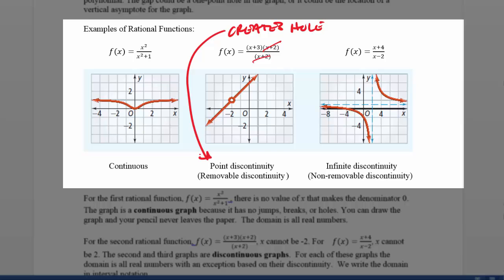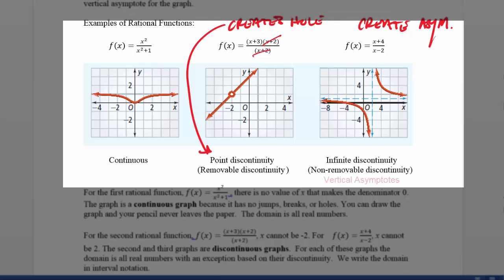Now, if you look at the third example, you see that the denominator does not cancel out with anything on the numerator, but there is a value that makes the function undefined. And so in this case, we're going to create an asymptote. When we create an asymptote, that's infinite discontinuity, or what we would call non-removable discontinuity.